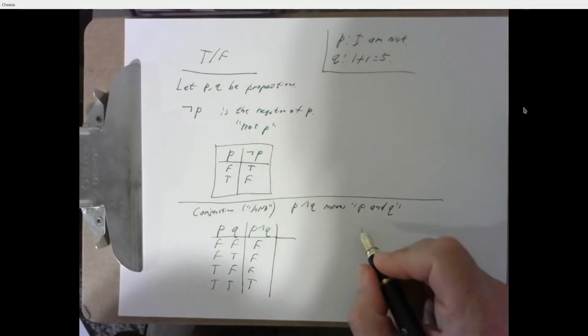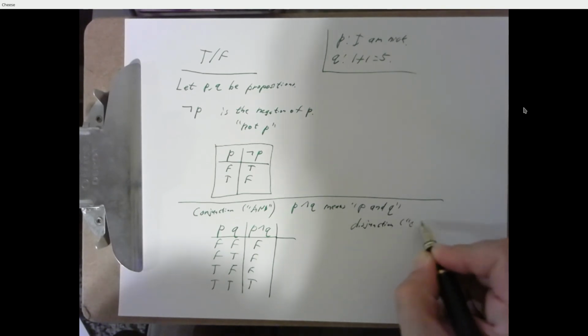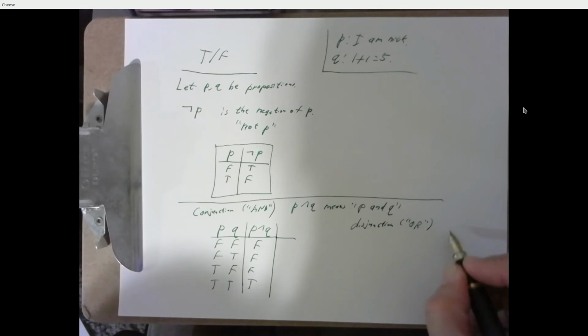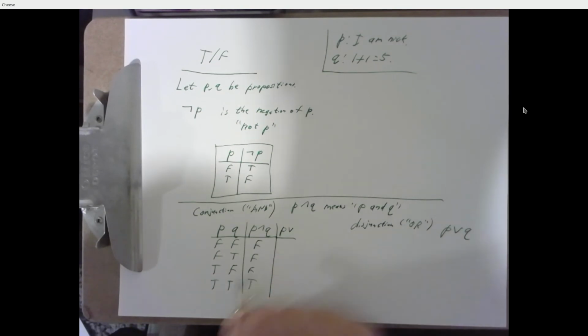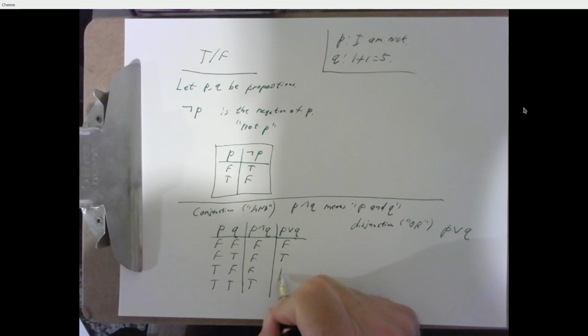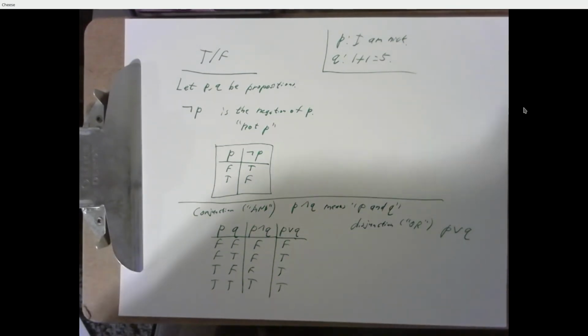All right, and we can also make what's called a disjunction, which we could think of in English as an OR, and that's written with this V-type symbol, P disjunction Q. And the truth table for that turns out to be true if P is true or Q is true. And if P and Q are both false, then P or Q is false.